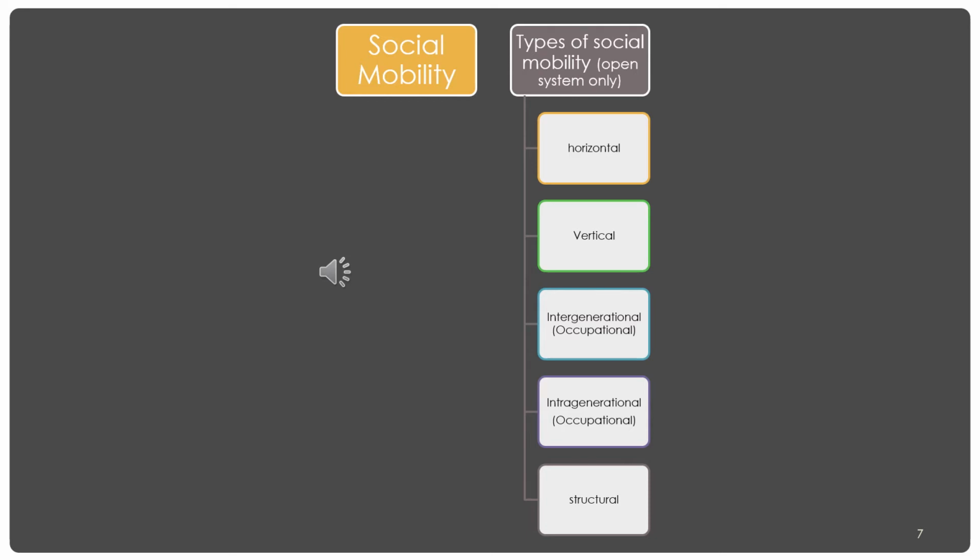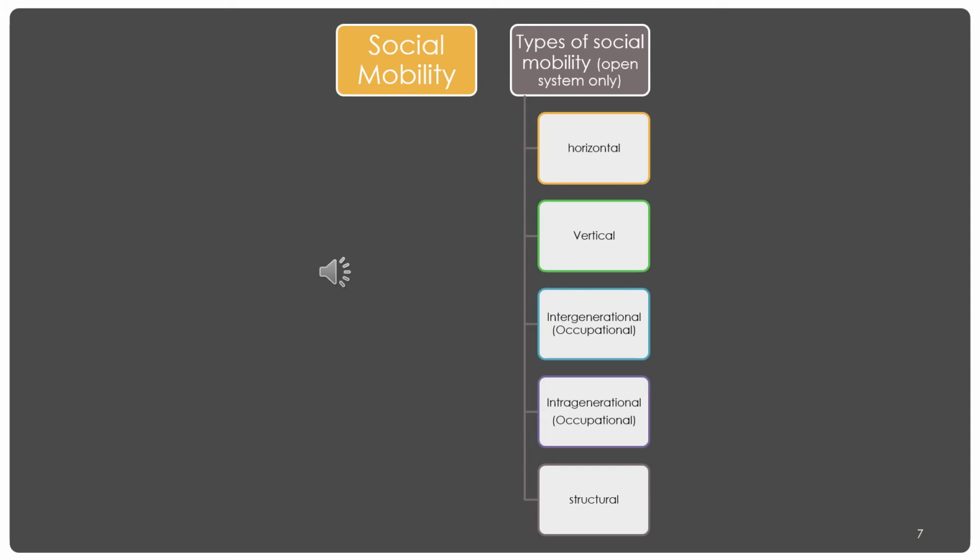The first is horizontal social mobility. Horizontal moves from side to side. So what this means is that, for example, you have a job making $60,000 a year, and then you take a job making $80,000 a year. However, that $80,000 a year isn't enough to move you up to a higher level. It just keeps you in the same level you're at. So you're moving from one position to another, but remaining in the same level.